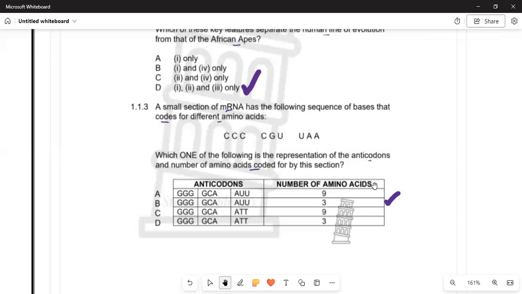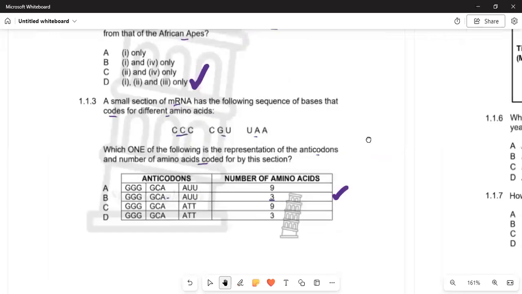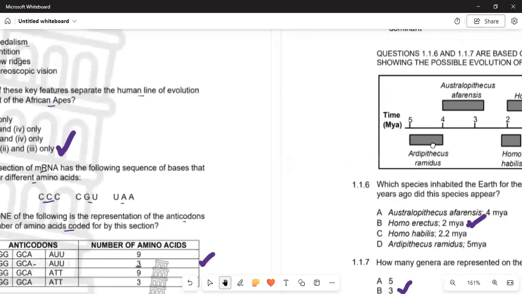If we move on again, we are to see that this GGG, the guanine, will go with the cytosine that is there, and this GCA, it would go with the cytosine, the guanine, and the uracil. And this one, the AUU, it will go with the uracil, the adenine, 2 adenines. And we know that there are 3 of these amino acids that we are talking about. And remember that amino acids are building blocks, or they are known as the monomers of the protein.